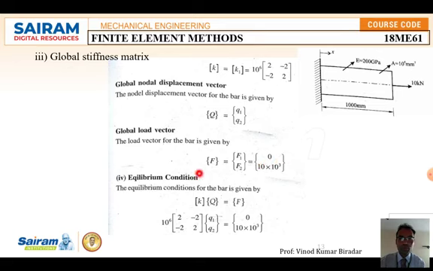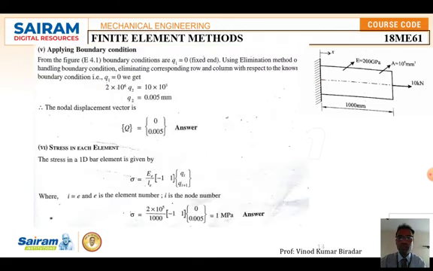Now go for step number 4, the equilibrium condition. The equilibrium condition for the bar is given by KQ is equal to F, Q being the displacement. K we already calculated, that is the global stiffness matrix. Substitute all the values, the Q value and the F value. Here node numbers 1 and 2. Since node number 1 is fixed, the known values are displacement 0 and force 0. According to the elimination method, you have to delete.